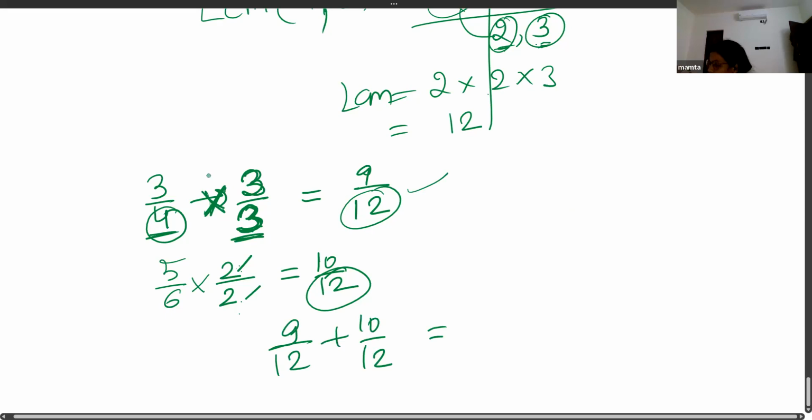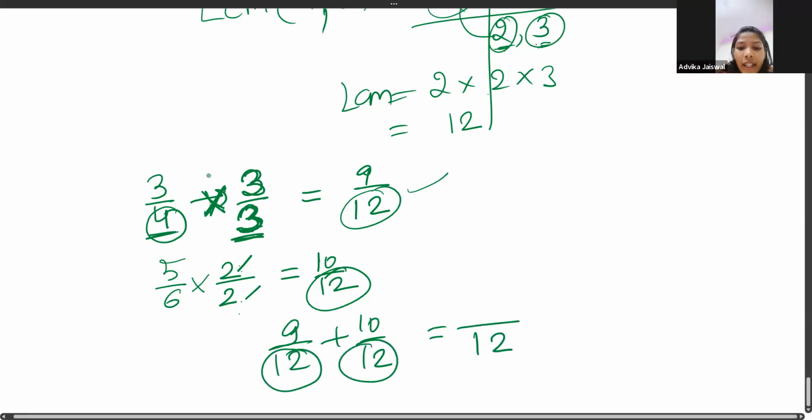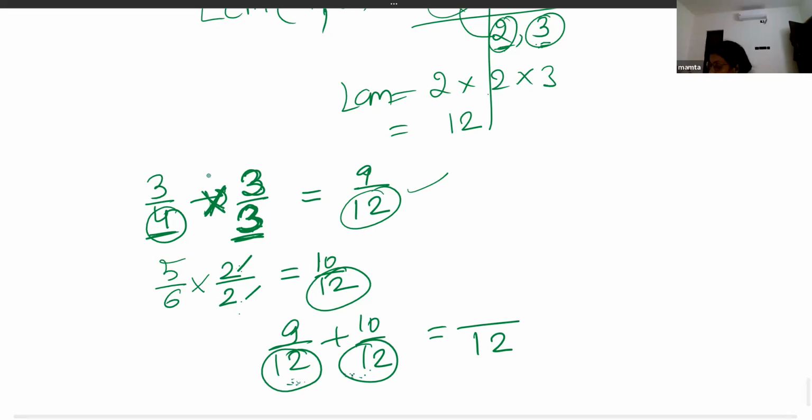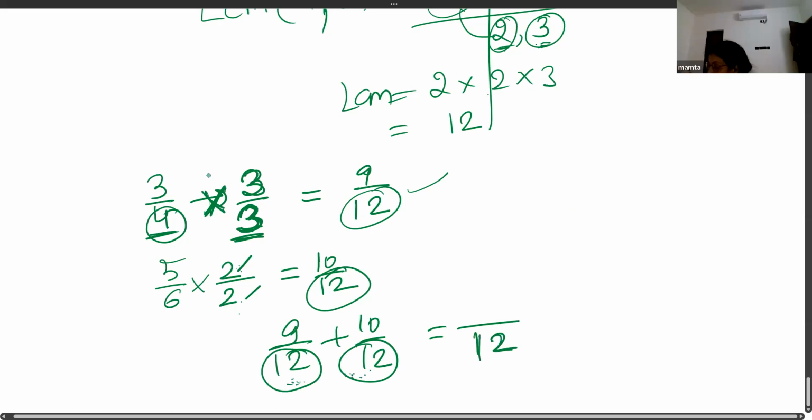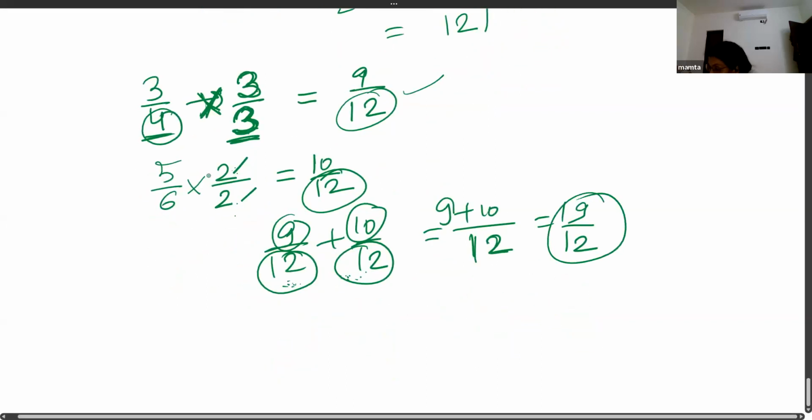So it is very easy. How to add like fractions? Don't add the denominator. Write the denominator the same as the LCM, and add the numerators, 9 plus 10. What is 9 plus 10? 19 by 12. So 19 by 12 is the correct answer.